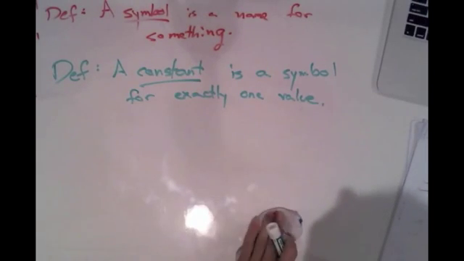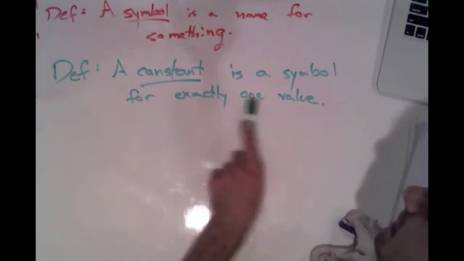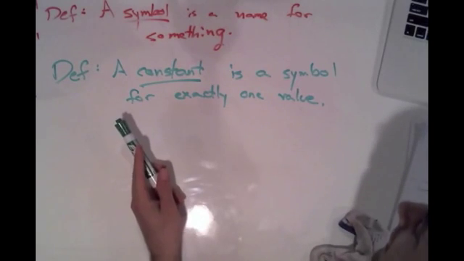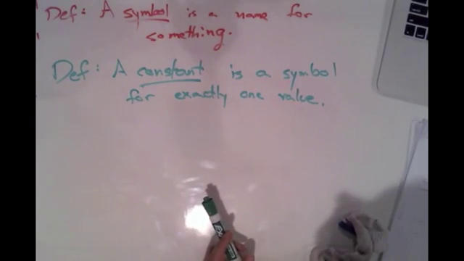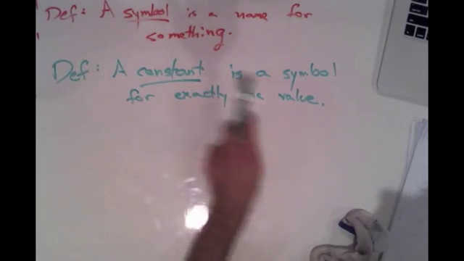Does a constant have to be a number? Well, let's look at the definition. A constant is a symbol for exactly one value. It doesn't say that it has to be a number. It doesn't say that it has to be an integer. We go by the definition.